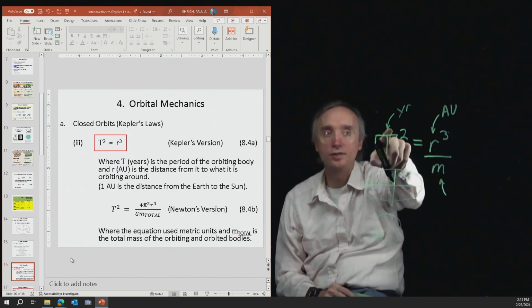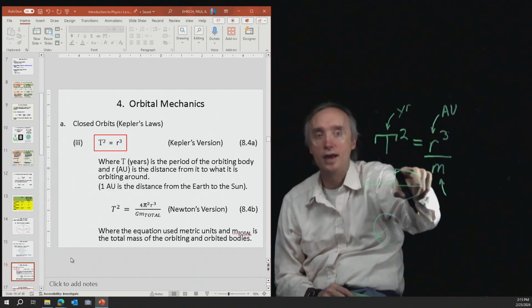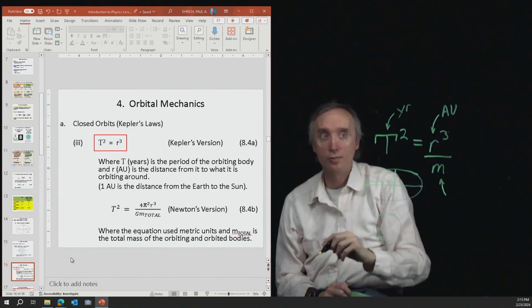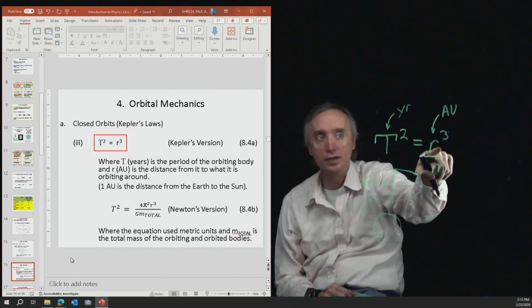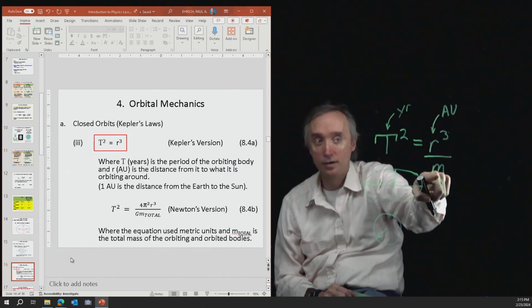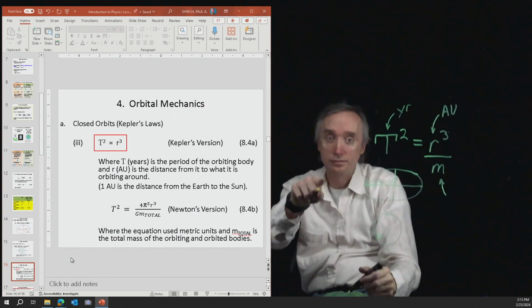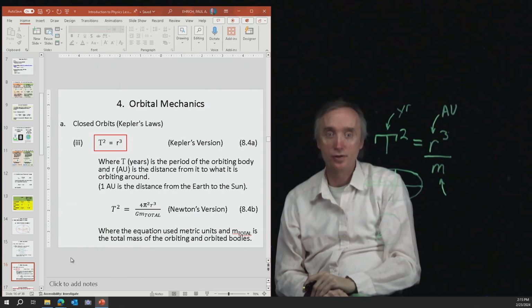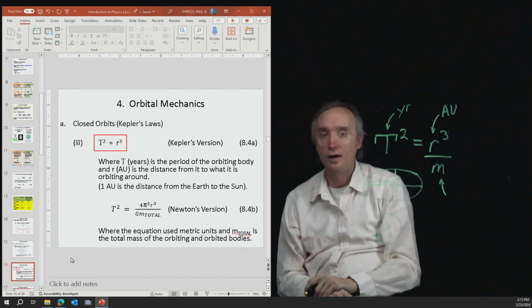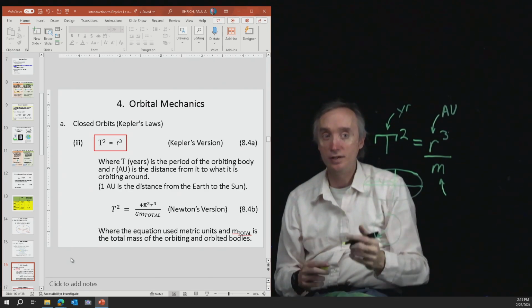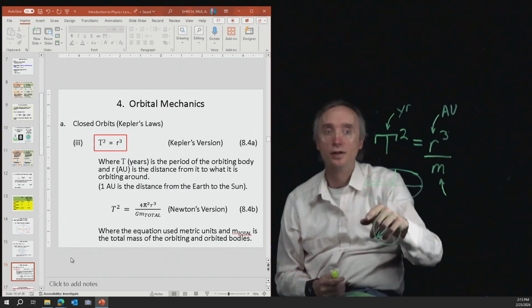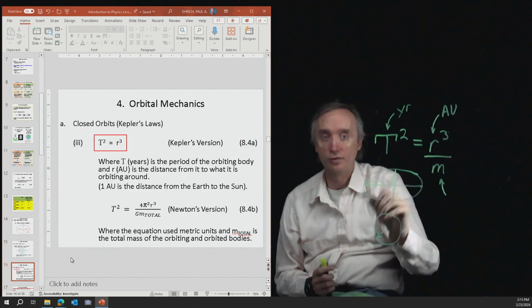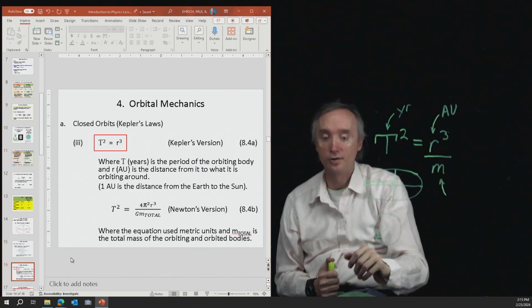Now, if we want to make this formula metric, so that we plug in seconds for the period, meters for the distance, and kilograms for the m, then that's the formula we would use. That's Newton's version of the formula, and you can see it's got that big G in there. We're not going to use it. We're just going to be using Kepler's original version of his third law.